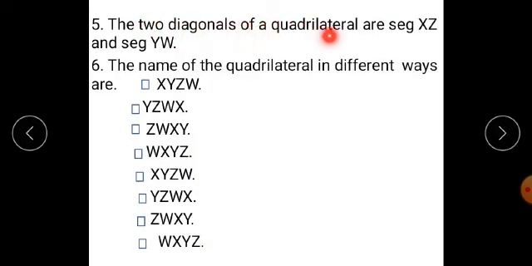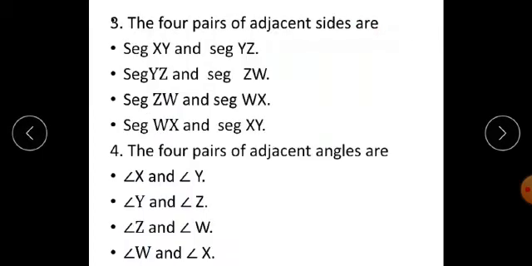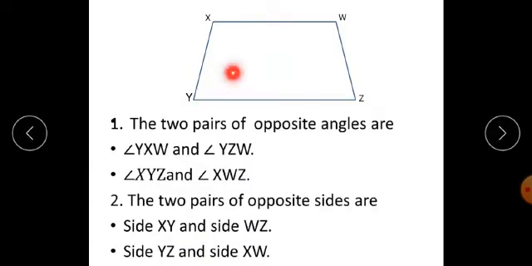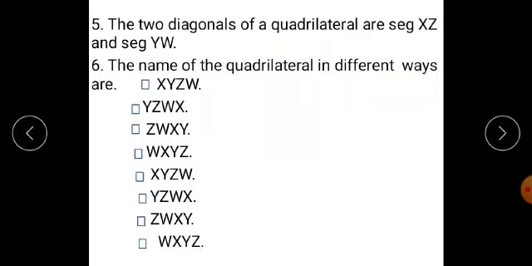Now students, question number 5. The two diagonals of the quadrilateral are. Now students, if you join opposite vertices, then we get the two diagonals, and therefore the two diagonals of the quadrilateral are seg XZ and seg YW.